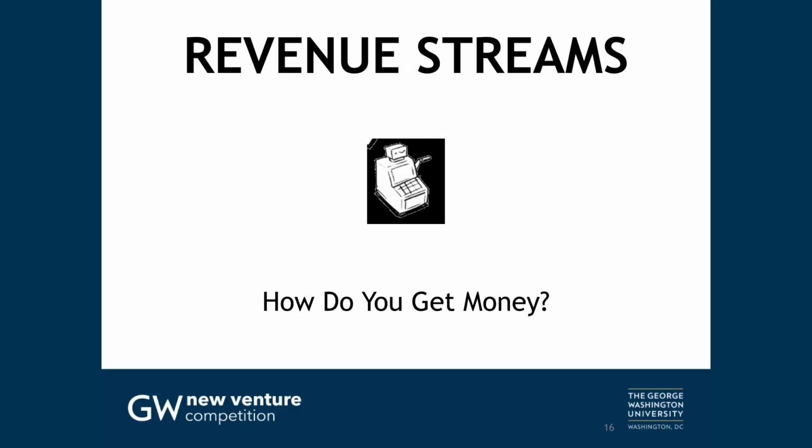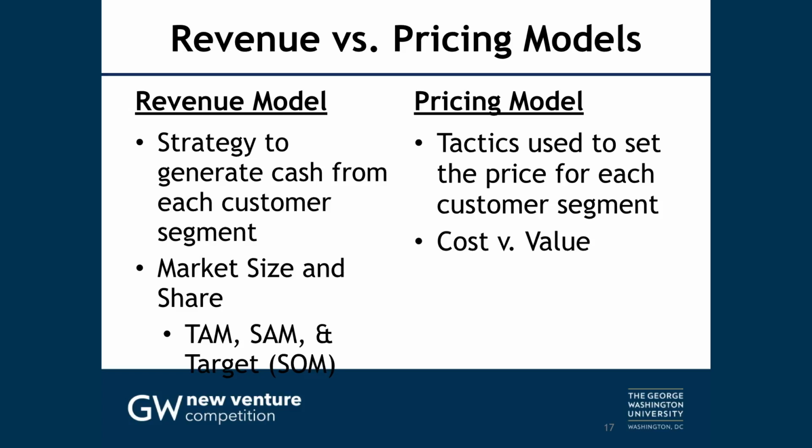All right, next topic is revenue streams. How do you get money into your company? Where does the money come from? So you want to think about revenue streams in two ways. Think about first the revenue model. What is your strategy for generating cash from each of the customer segments? We'll also talk about market size. It's important that you know the market size. And I want to distinguish the revenue model from pricing model.